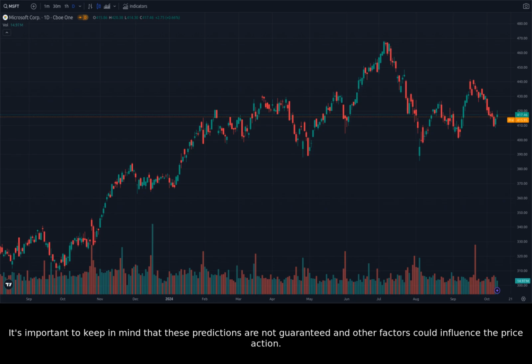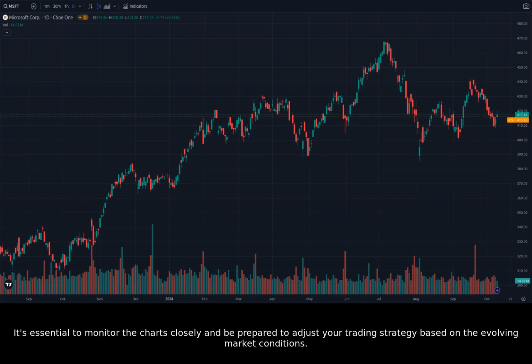It's important to keep in mind that these predictions are not guaranteed and other factors could influence the price action. It's essential to monitor the charts closely and be prepared to adjust your trading strategy based on the evolving market conditions.